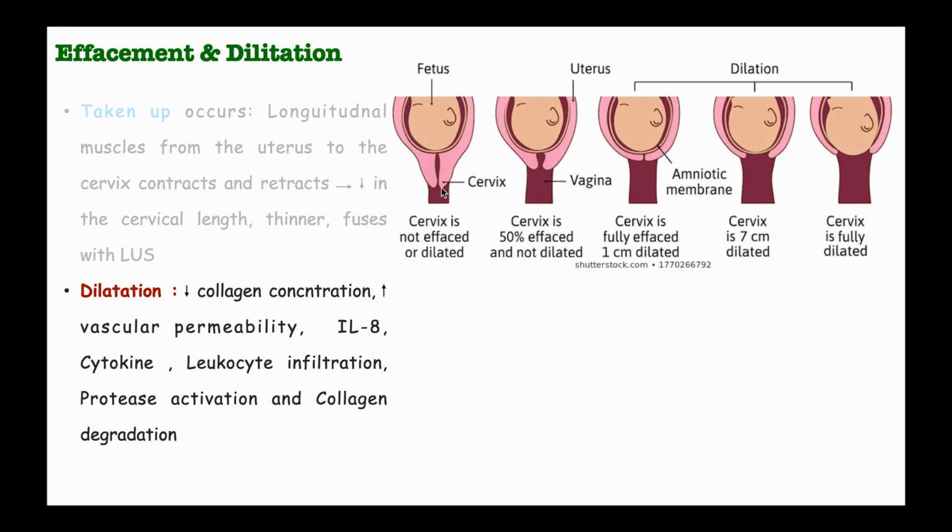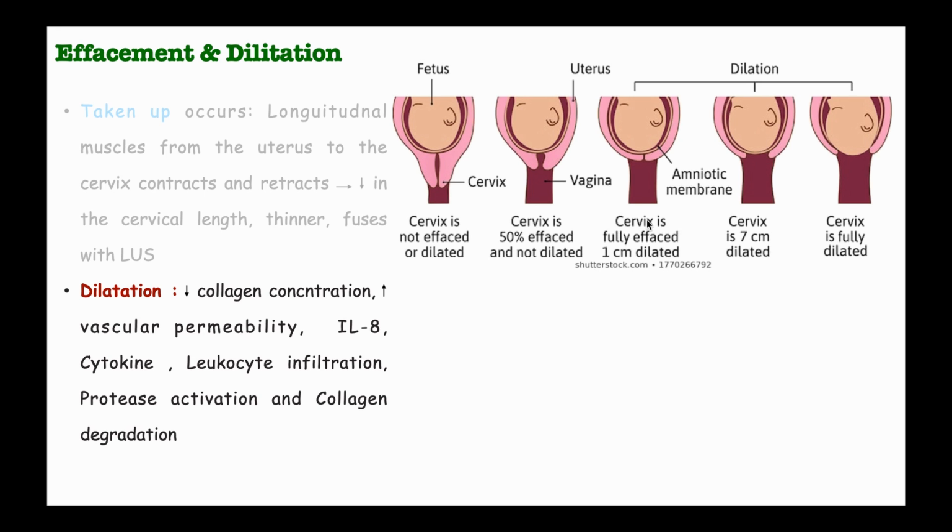Now we check for effacement, that is taking up of the cervix. And so as the longitudinal muscles contract and retract, they pull the cervix up into the lower uterine segment over here. With time, we do not find any cervical canal, and so we say the cervix is fully effaced. Then after effacement, we also find the dilatation of the cervix.